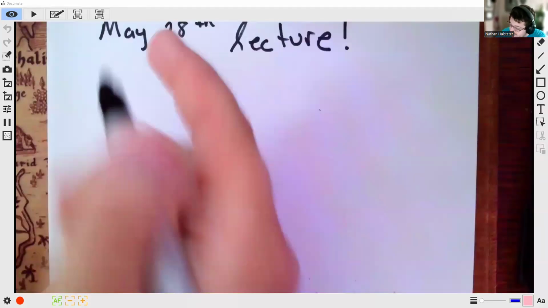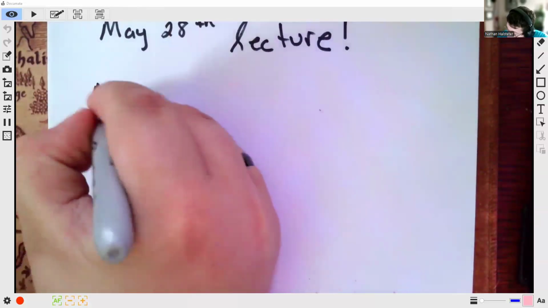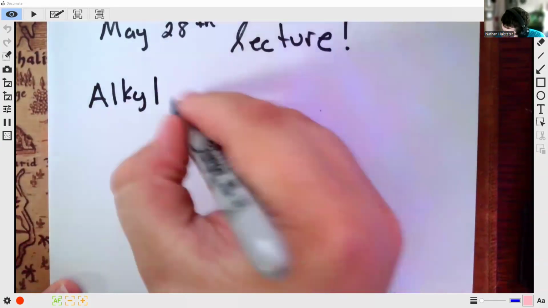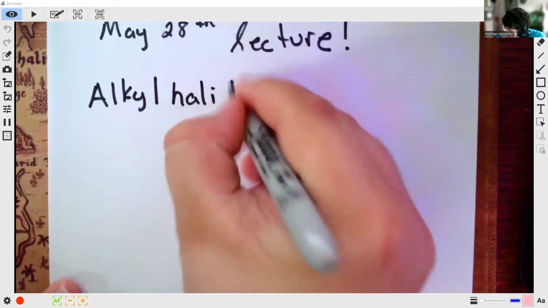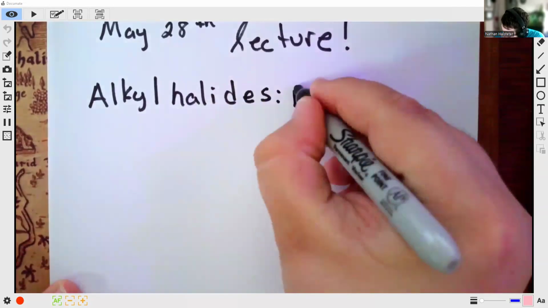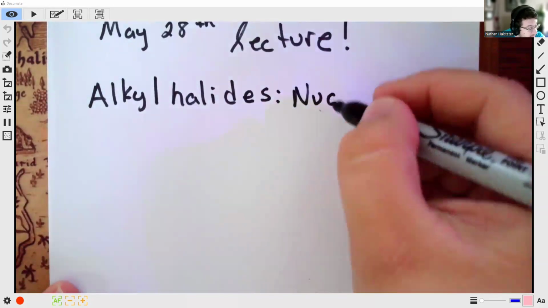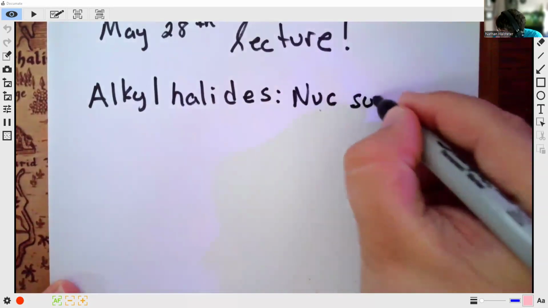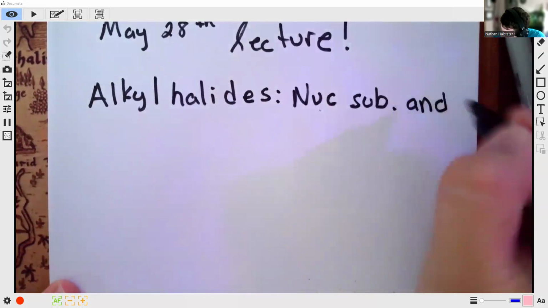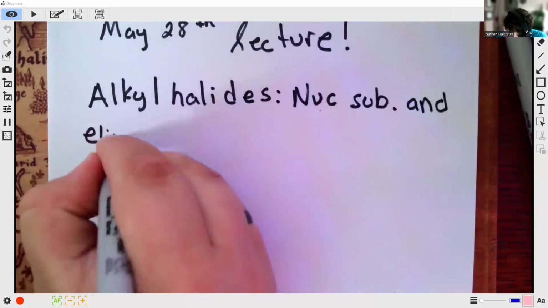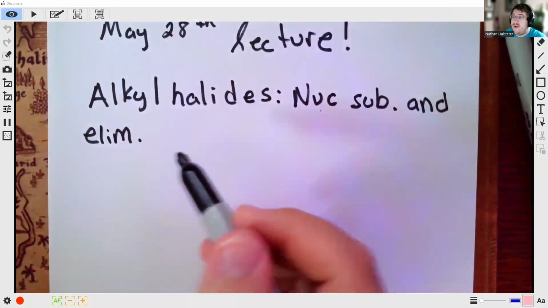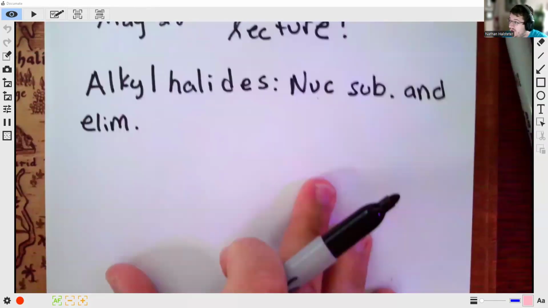So, as I mentioned, this chapter is alkyl halides, nucleophilic substitution, and elimination. Let's break that down. So alkyl halides, we talked a little bit about them. We actually learned some naming. We're going to review that today as part of this lecture.